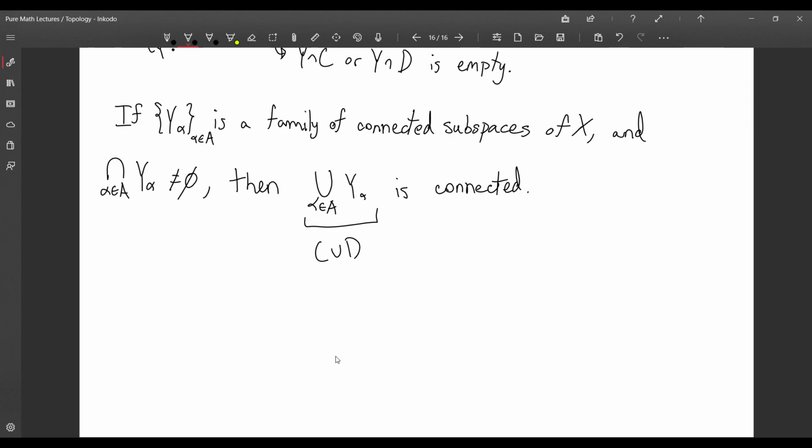The next thing, which is a useful property to show, is if C and D are open and disjoint, then the closures of C and D are disjoint, right? And you would prove this by contradiction. So say P is in the closure of C intersect the closure of D.